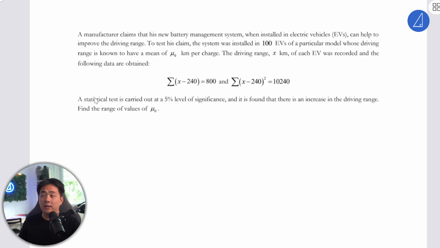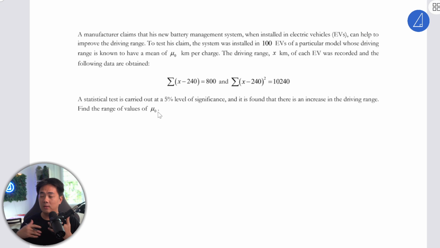So when recorded, these are the things. A statistical test is carried out at 5% level of significance, and it's found that there is an increase in driving range. Find the range of values of mu naught. Now, essentially, the idea is when someone comes to you and says, "Hey, guys, this thing is very good. It helps to increase the performance of a battery, right?" So you don't take their word for it.